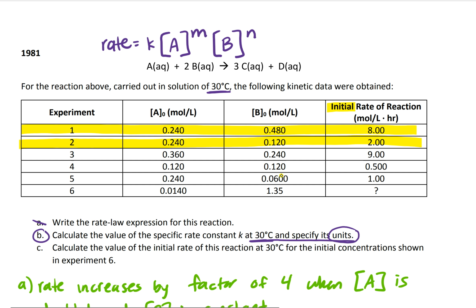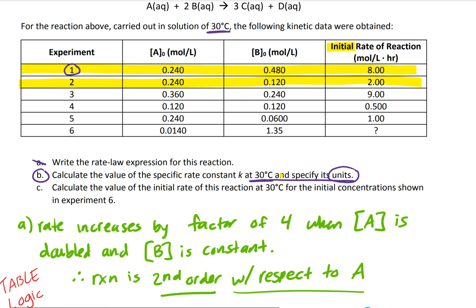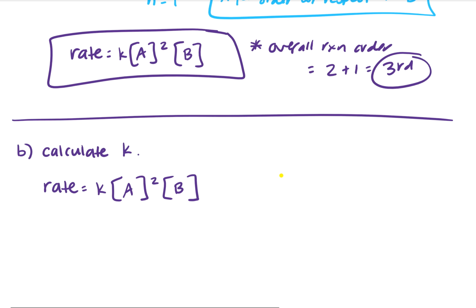So it doesn't matter which experiment you choose to use to do your calculation. I'm just going to choose experiment number 1. You could choose 2, 3, 4, 5, whatever. It doesn't matter because k is a constant. We're talking about the same reaction at the same temperature, so no matter which one you choose, you should get the same answer for k.